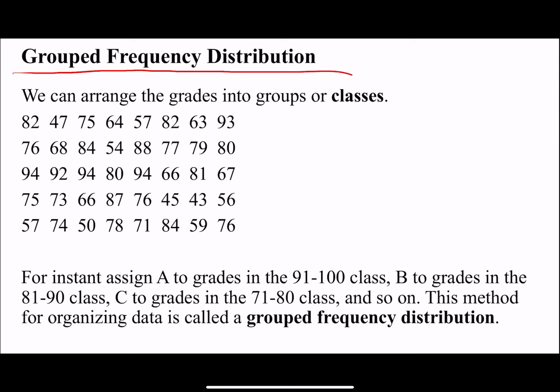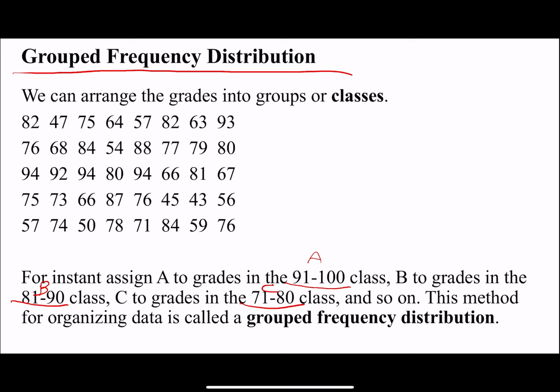For example, I can say that for the scores between 91 and 100, I create one group and assign A to this group, and I create another group, 81 to 90, and I call that B, and I assign C to the group of 71 to 80, right? So just be careful that each score is located in one group. There shouldn't be any overlap, okay?